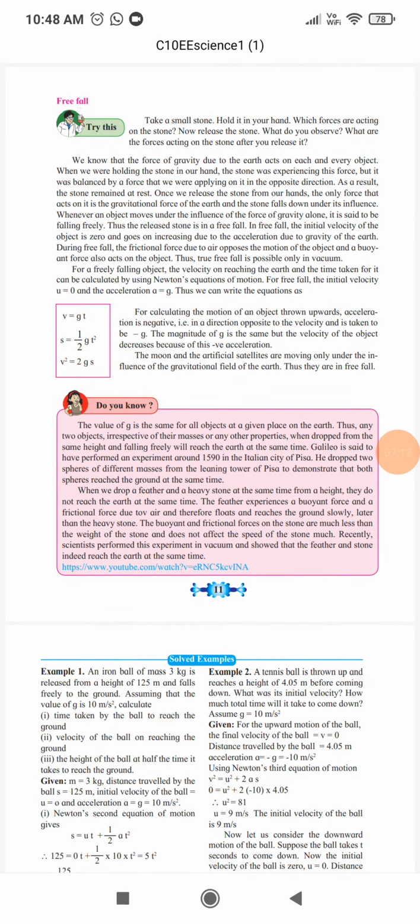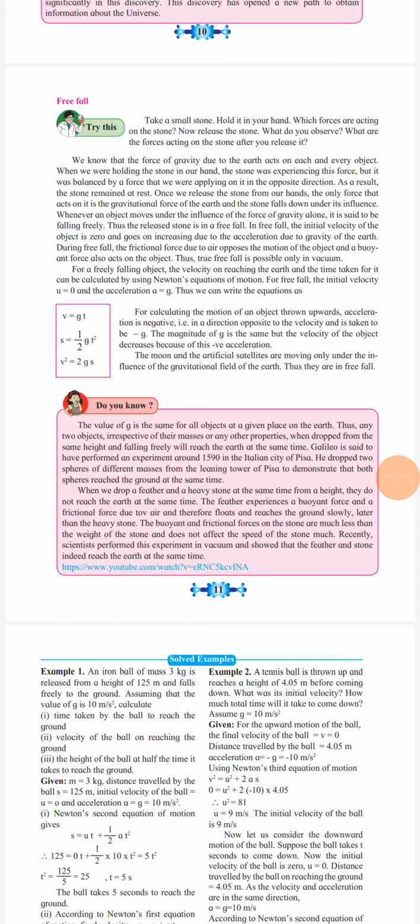Now, do you know, they are telling the value of g is the same for all objects at a given place on the earth. The value of g you will see is the same everywhere, at any place. Only at the poles and the equator it is slightly different at the equator. But whatever two objects you are taking that have different masses, and you are dropping those two masses from the same height, they are telling it will come down at the same time. This was told by Galileo in 1590.